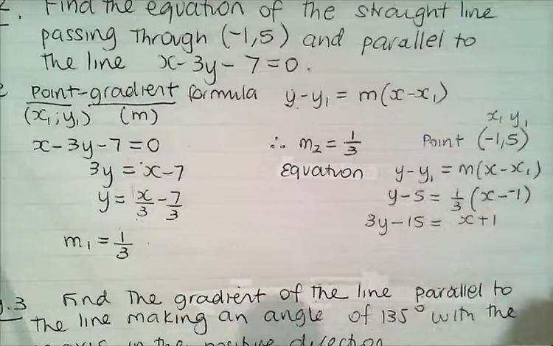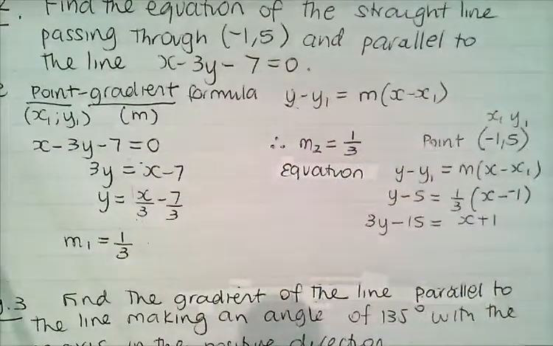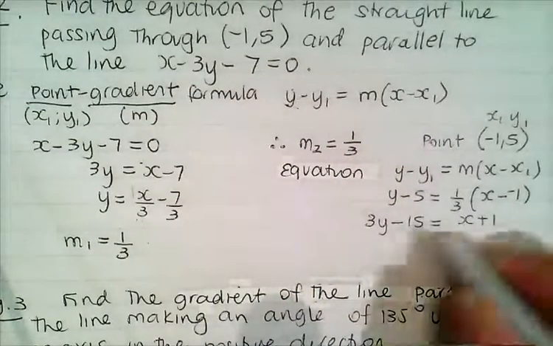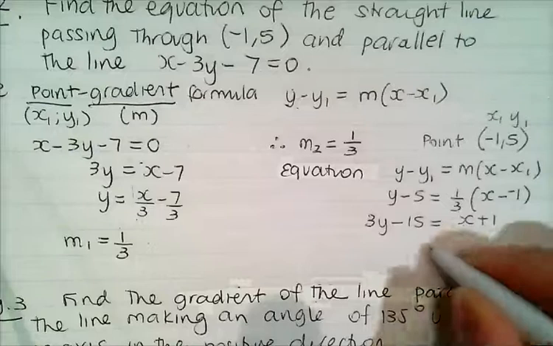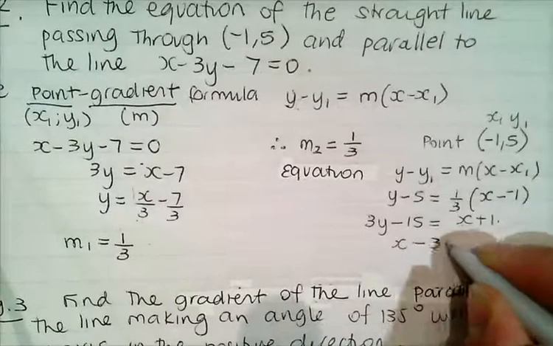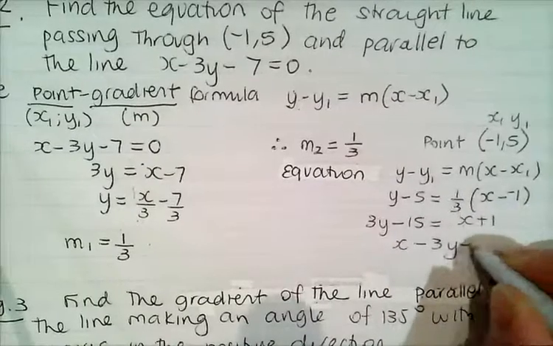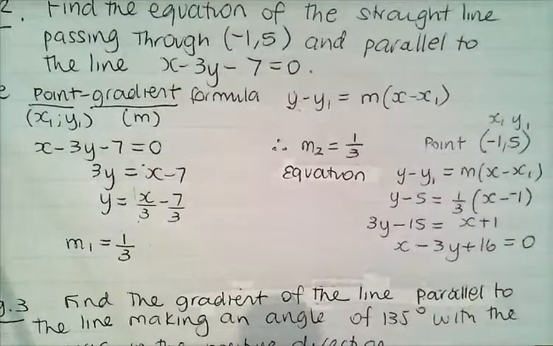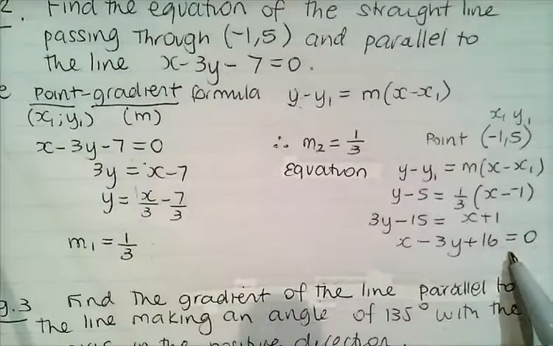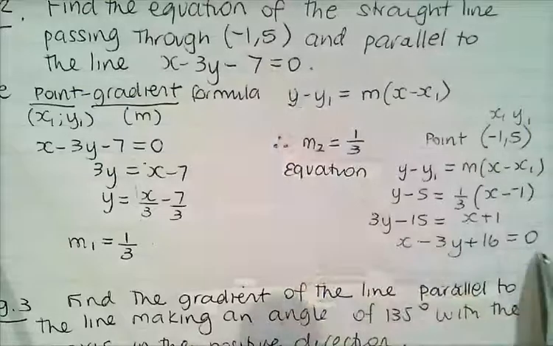Now, to put this in general form, it has to be in the form ax plus by plus c equals 0. Now, my x is positive on this side, so I'm going to take everything over to the right-hand side. I'm going to get x, bring this over here, minus 3y. I've got plus 1 here, and I'm going to bring plus 15 over, so I get plus 16 equals 0. And that is the equation of the line that passes through the point -1, 5, and parallel to this line, x minus 3y minus 7 equals 0.